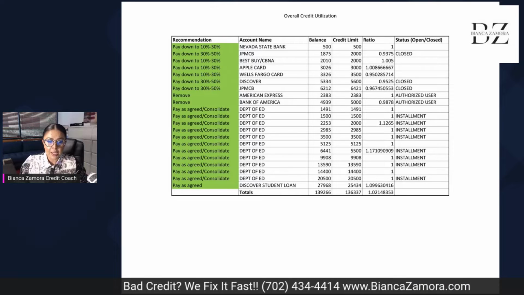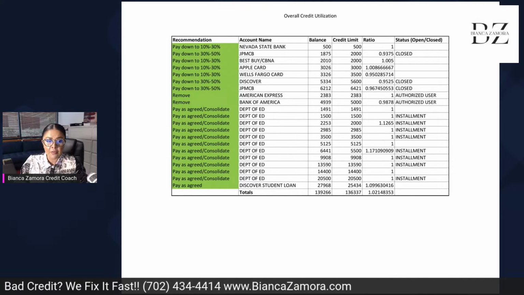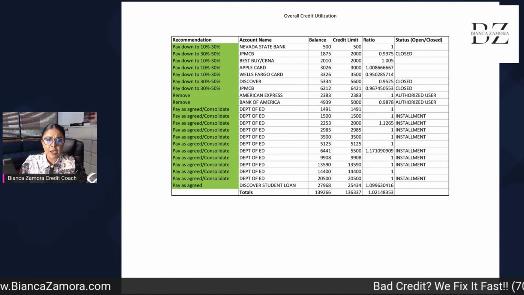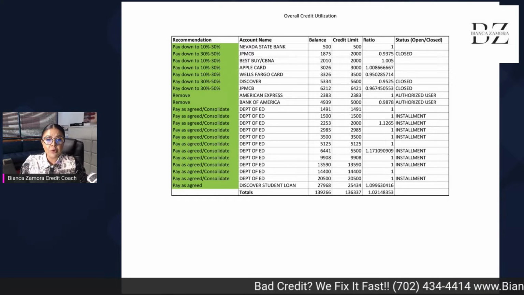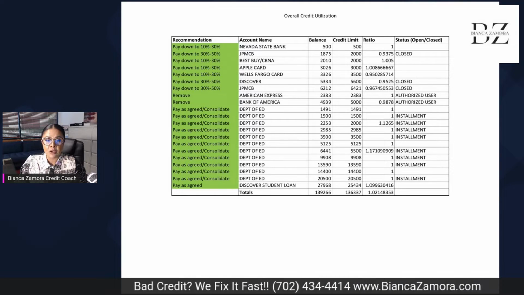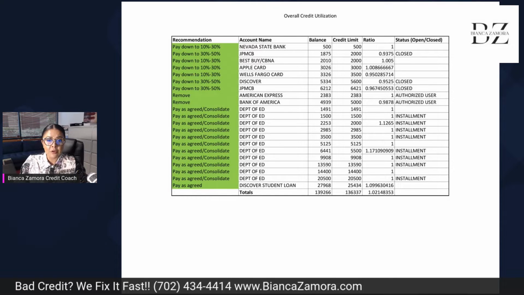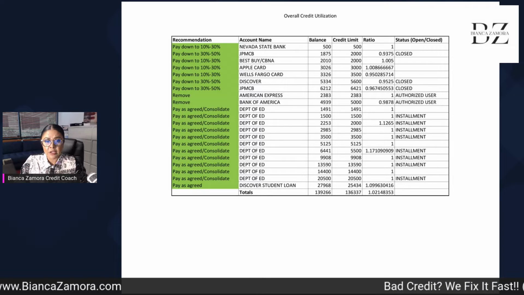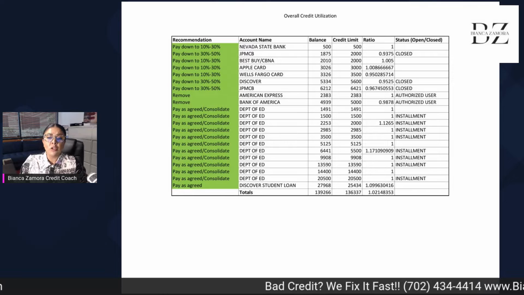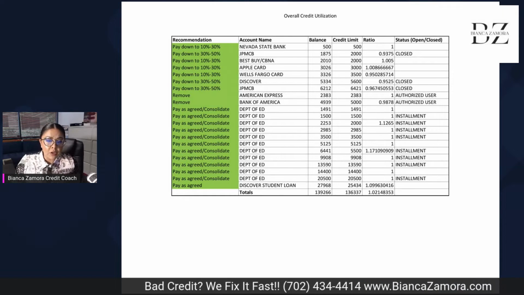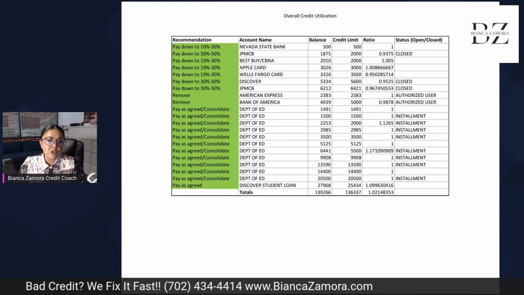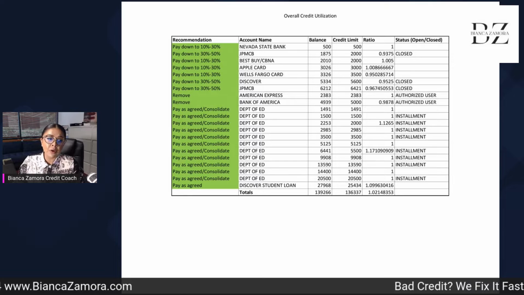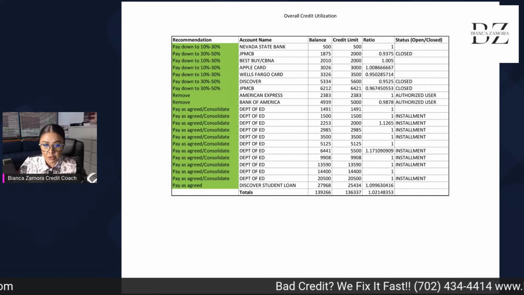I'm going to go ahead and I hope you can see this little slide here that I have. Basically, this is a client that we are working with. As you can see, we've broken down each account based on the balance and the credit limit. You're going to do that for every single one of your accounts, whether it's open or closed. The only closed accounts that you're not going to include are collections and charge-offs, because clearly those should be items that you should be working on getting off your credit report versus trying to pay them off at this particular point.